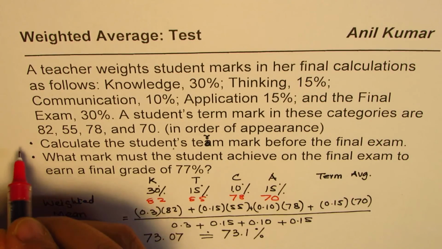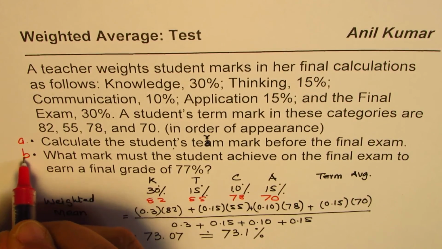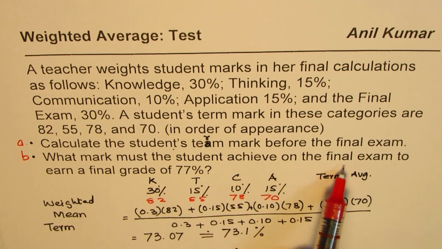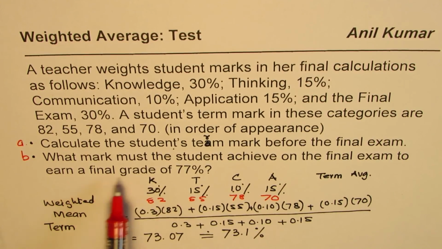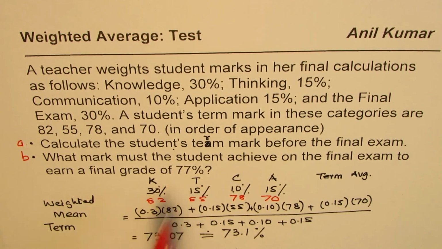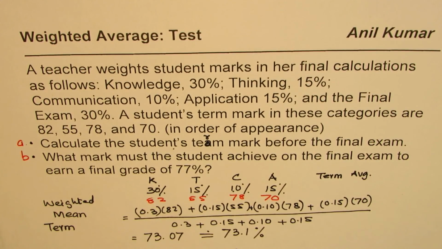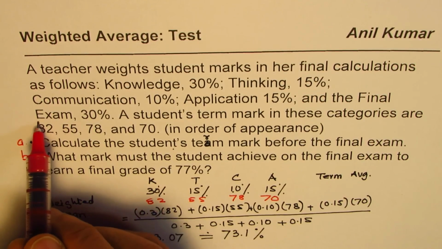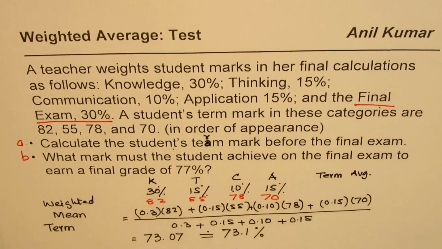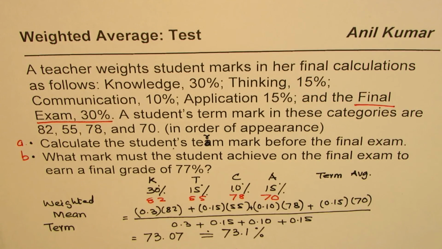Now in the next video we'll answer this particular question. Let me say this is part A, which we've answered, and now part B. What mark must the student achieve on the final exam to earn a final grade of 77%? That is the question which we will answer in the next video. Remember, 30% is the weight for the final exam. Okay, so let's move on to the next video now.